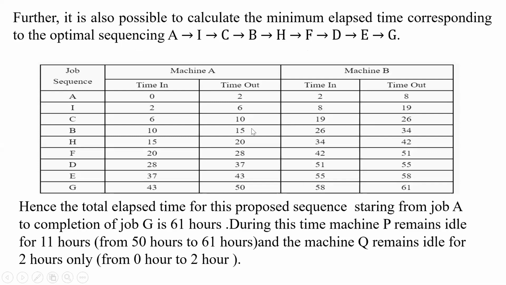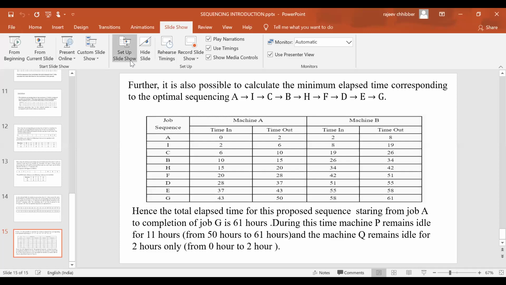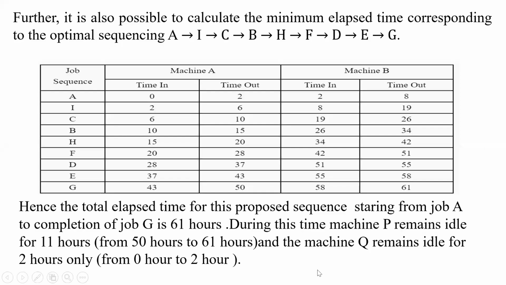So now we will say time in and time out, all the things if we check. Hence the total elapsed time for this proposed sequence, starting from job A to completion of job G, is 61. During this time, machine P remains idle for 11 hours, because machine A's timeout is 50 and machine B's timeout is 61. So the elapsed time is 11 hours, and machine Q remains idle for 2 hours only, from 0 hours to 2 hours, because till the first job is finished on machine A, machine B will not get access.